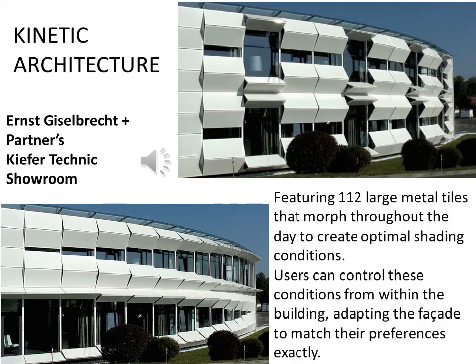Another example of kinetic architecture is the Kiefer Technic showroom. This is a very interesting building. Large metal tiles morph throughout the day to create optimal shading conditions. They control weather conditions from within the building, adapting the facade to match their preferences exactly. We can go through this. It is very interesting in the video.